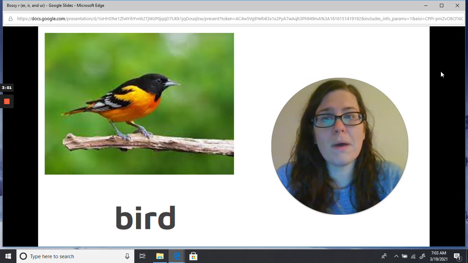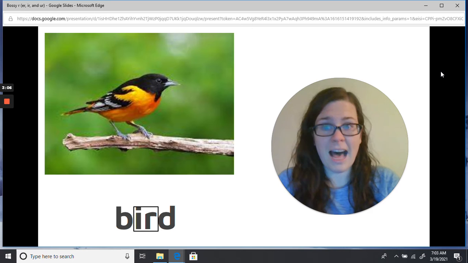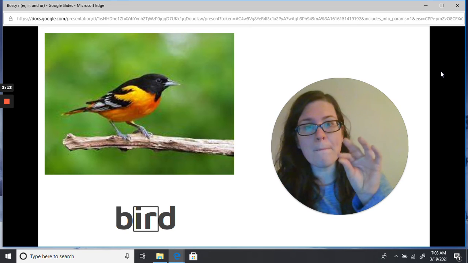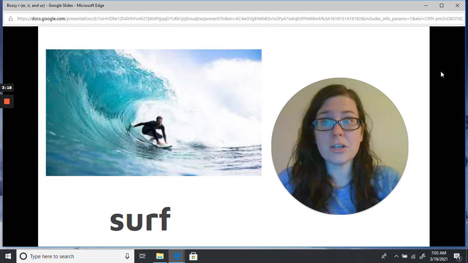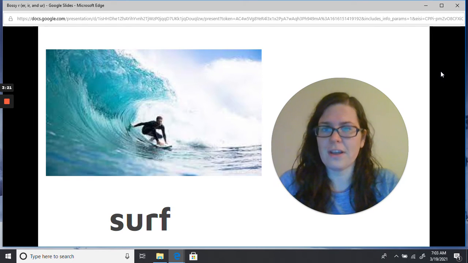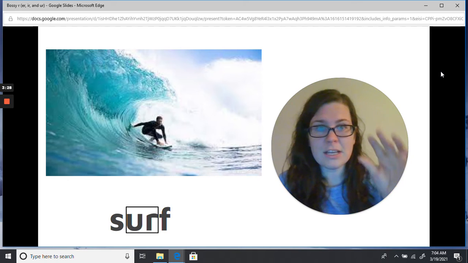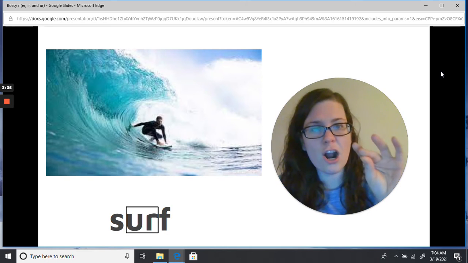So here's a picture of a bird, B-I-R-D. IR is in the middle. What sound do we make for IR? We make the R sound. So bird, bird. Here's surf. That man is surfing on the surf. I see UR in the middle. Surf.